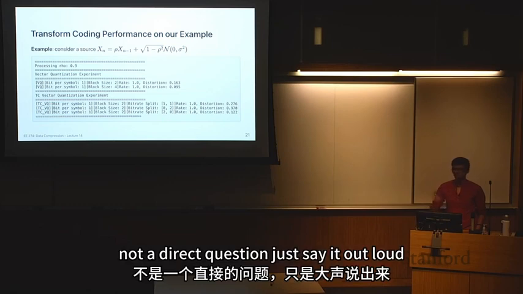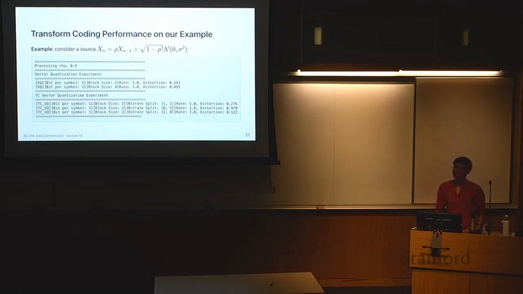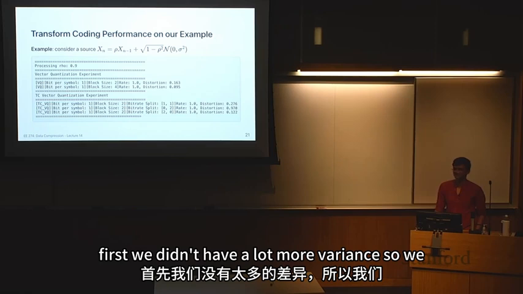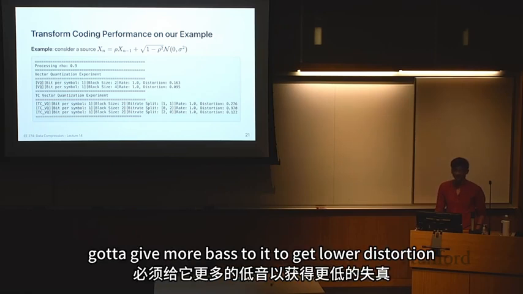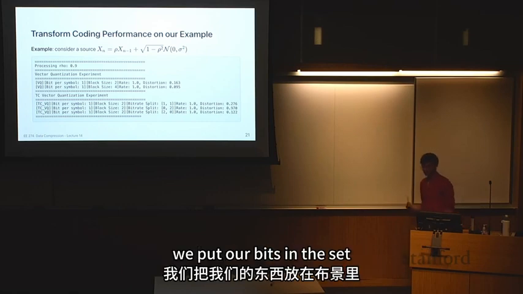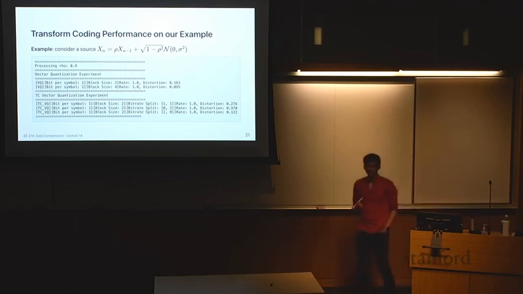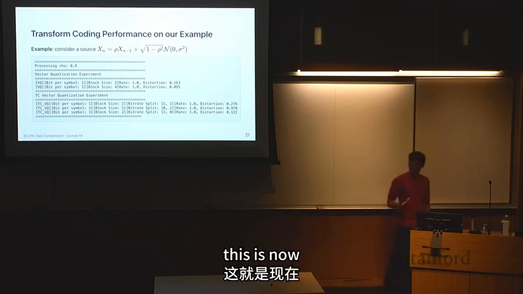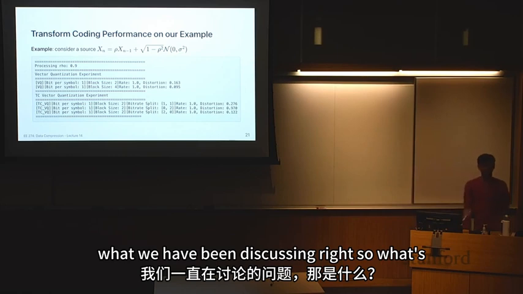Not a trick question, just say it out loud. First component has a lot more variance, so if we dedicate more bits to it, we get lower distortion. If we put our bits in the second, then it goes really high, as we see in the second one. Exactly. So this is now a very concrete example of what we have been discussing, right?